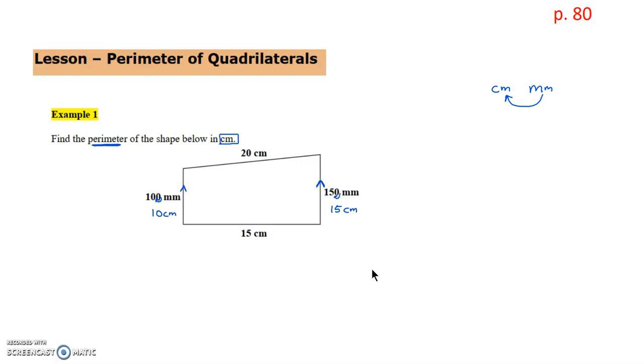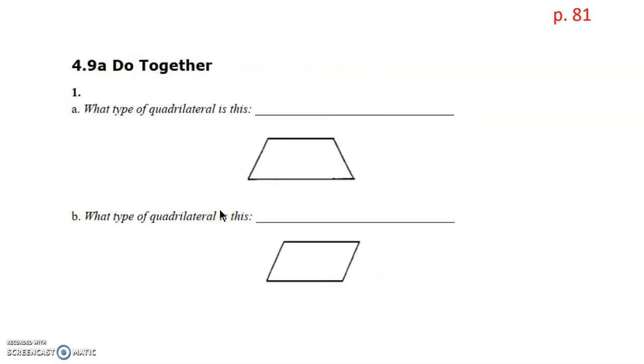And now that we have all our units the same, we can add up all our sides. So we're going to take 20 plus 10 plus 15 plus 15. So that's going to be 30 plus 30. So our perimeter is going to be 60 centimeters for this trapezoid. So identifying the look of these shapes is really important for future applications.